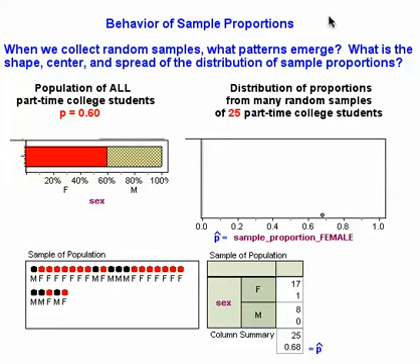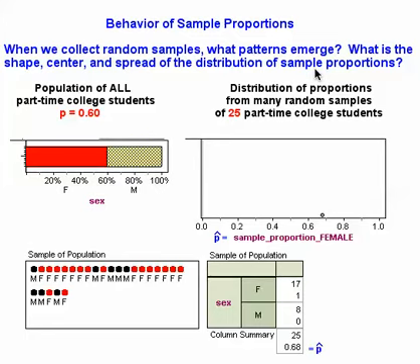In this movie, we're going to discuss the behavior of sample proportions by investigating these two questions. When we collect random samples, what patterns emerge? More specifically, what is the shape, center, and spread of the distribution of sample proportions?